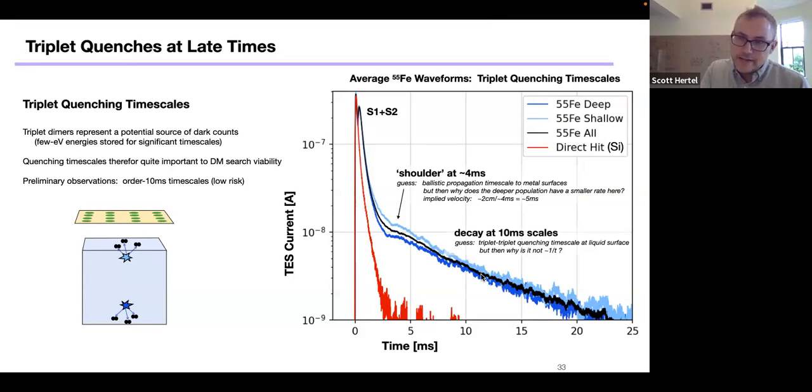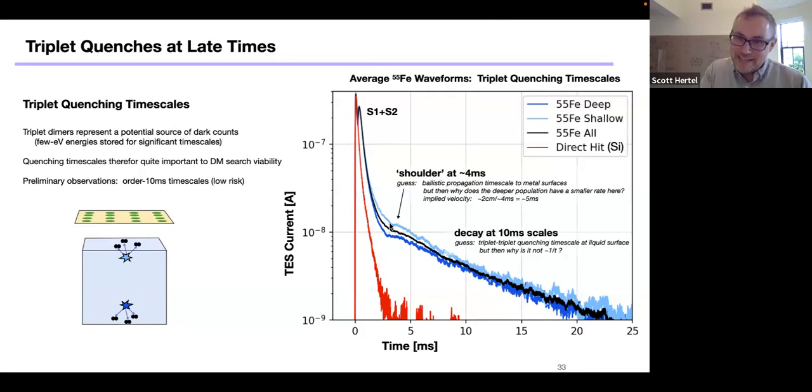So I have a lot of questions here. This doesn't make a whole lot of sense to me yet. I'm kind of showing you our laundry a little bit. I don't really understand this shoulder feature. I would naively say, well, this is related to the time scale of quasi-particles arriving at the metal surfaces. And the implied velocity works out. It's a few meters per second, which is consistent with the work of some others on this call.